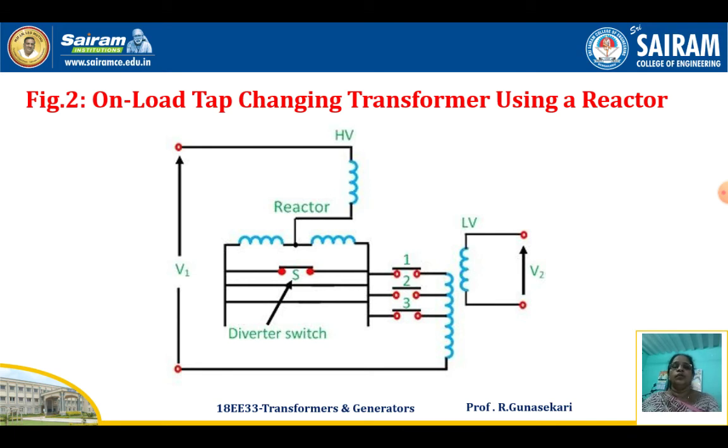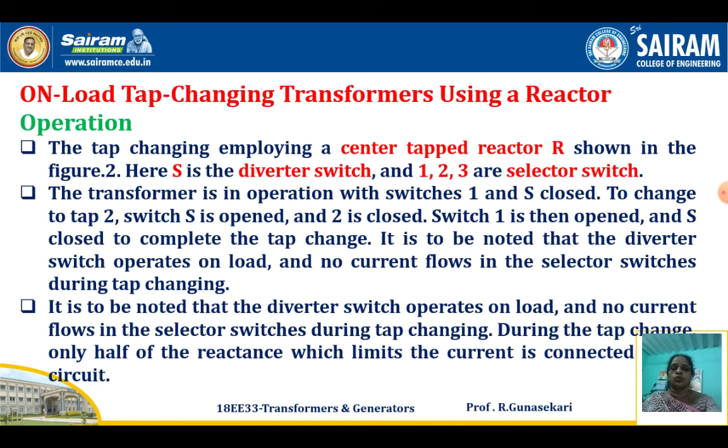Now you see one example of an on-load tap changing transformer using a reactor. V1 is the input voltage, V2 the output voltage. So there is the HV winding, LV winding, then the shunt tapped reactor. S is the diverter switch; 1, 2, 3 are the selector switches. Now what is the function? First, the selector switch 1 and S are closed.